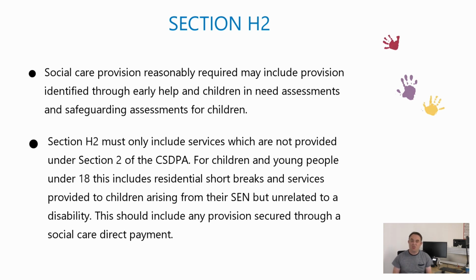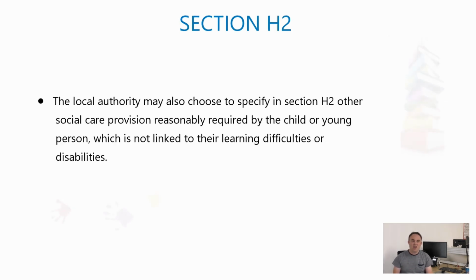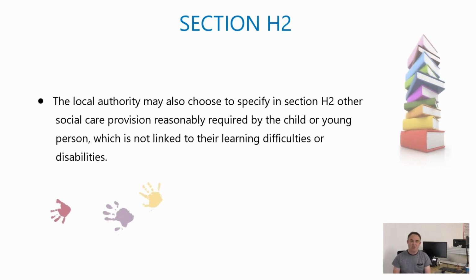Then we get to Section H2, which is essentially an extension of the first section. And it includes services that are essentially not covered under that piece of legislation. So things that can come in here generally are provision that's secured through a direct payment provided by social care, residential short breaks, and services arising from SEN but unrelated to disability also are likely to come into this section. The important thing is actually identifying those services in your social care assessments when they've been undertaken.